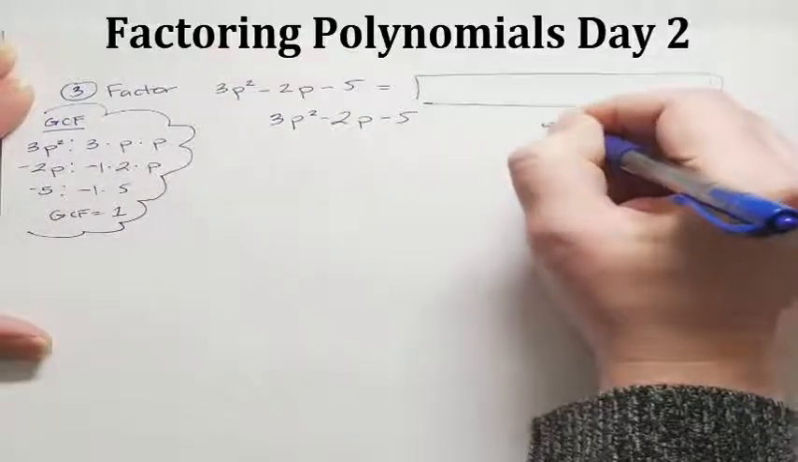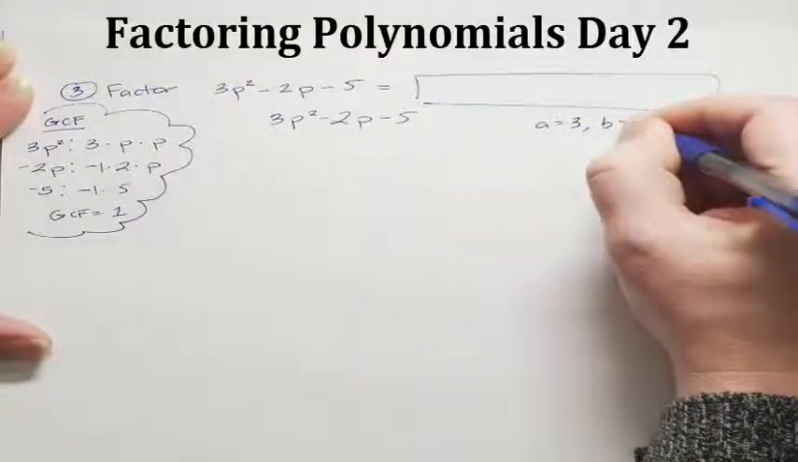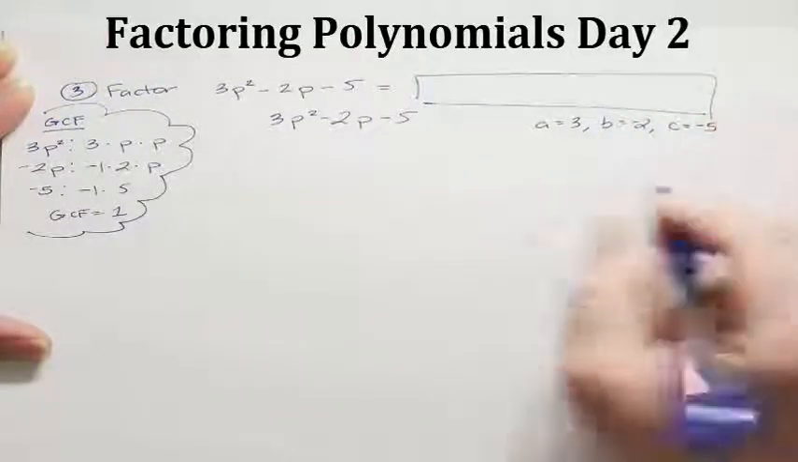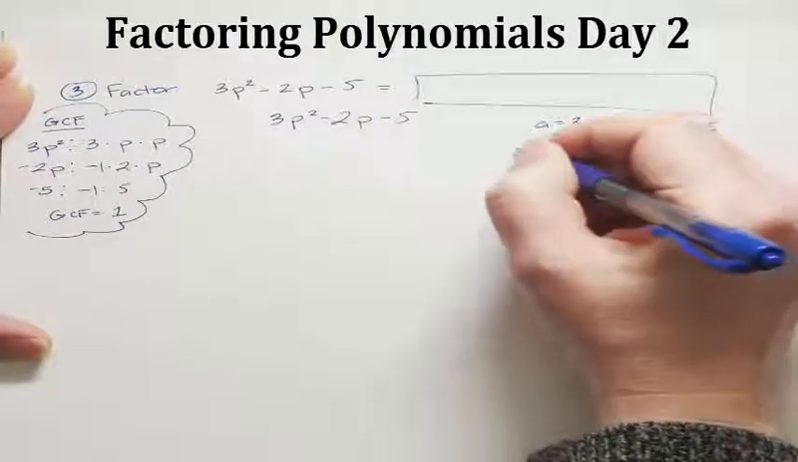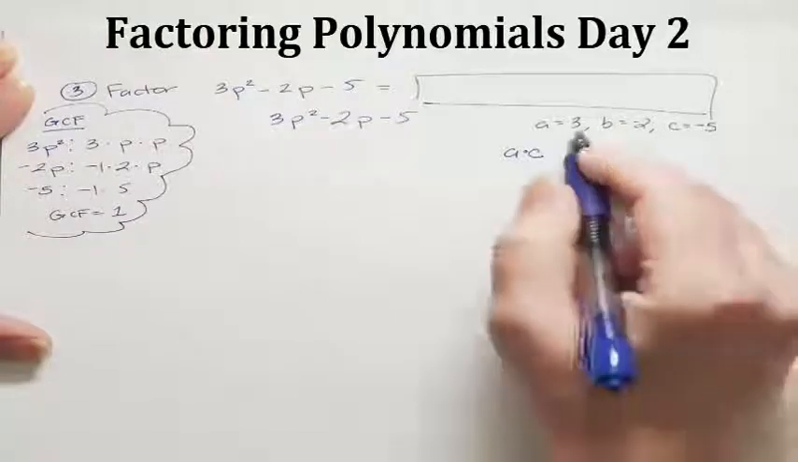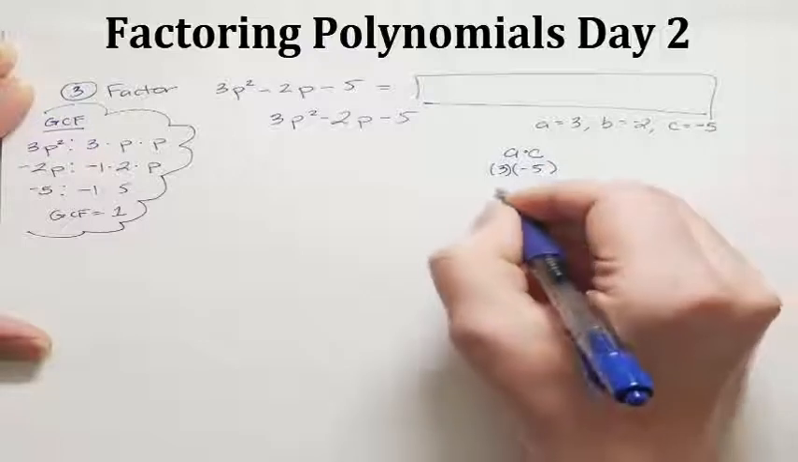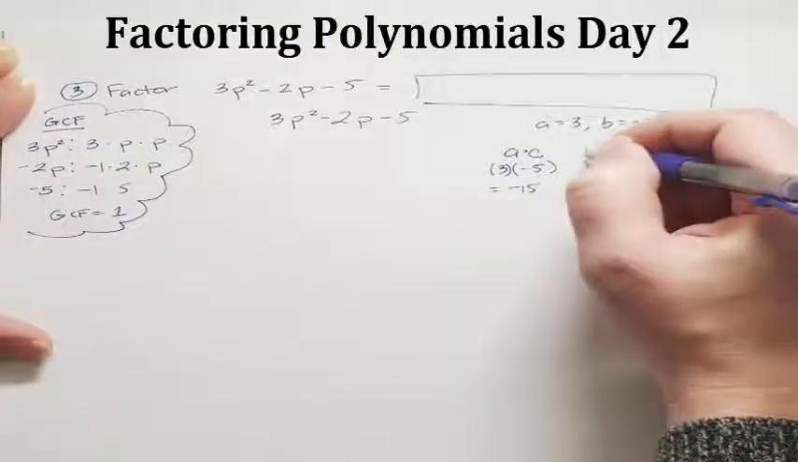So my A is the 3, my B is a negative 2, and my C is a negative 5. Once I've found my ABCs, I need to come up with my lists. So I'm coming up with all the ways to multiply together to get what A times C was. A is a 3, C is a negative 5. So I'm coming up with all the ways to multiply together to give me a negative 15.